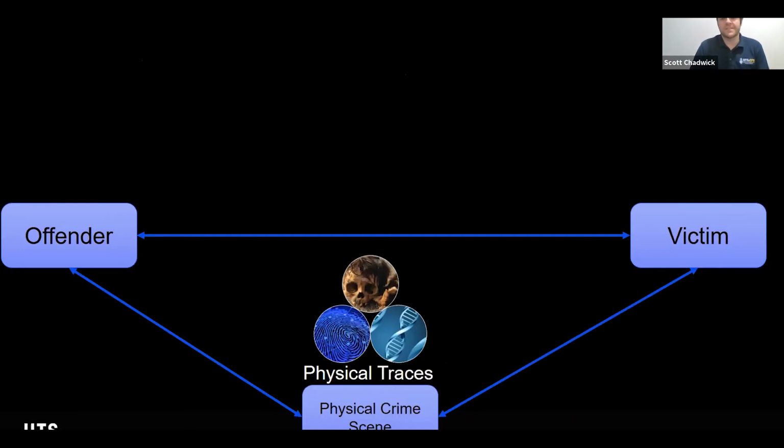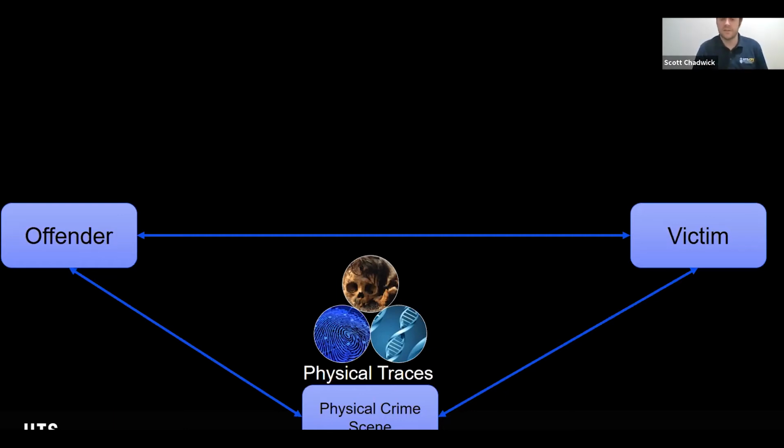So when we think about forensic science, I've already spoken about how it's all about making connections or making links. And the links that we want to make are between an offender and a victim, or an offender and a crime scene, or the victim and the crime scene. Now, traditionally in forensics, we've relied on physical traces. These are things like fingerprints, DNA, or a body or skeletal remains. And this has been essential to forensic science for the last 100 or so years.